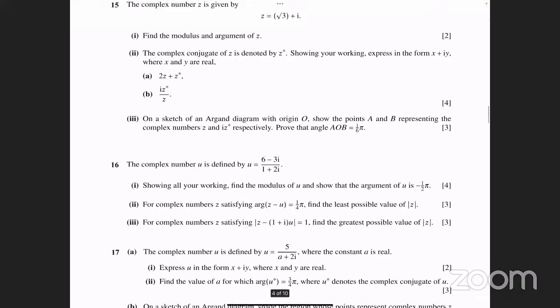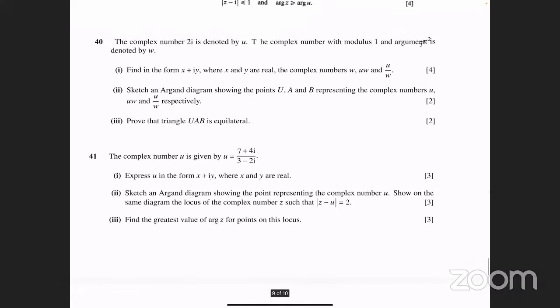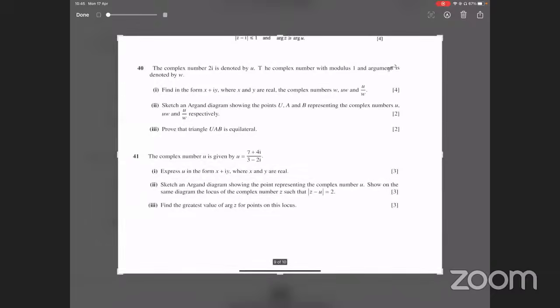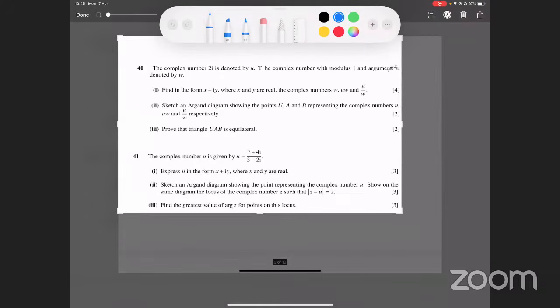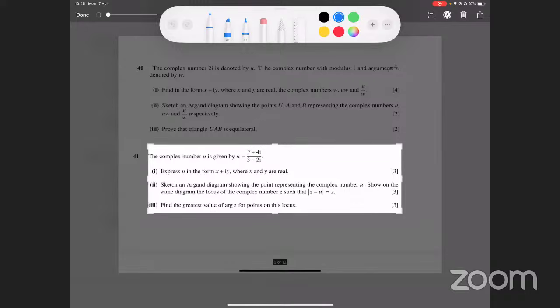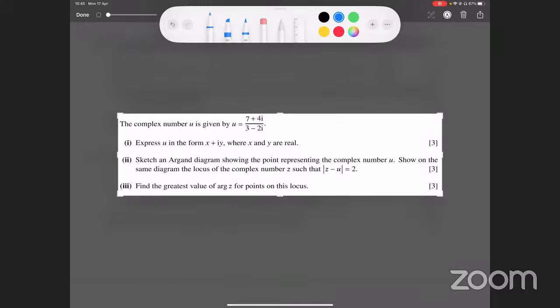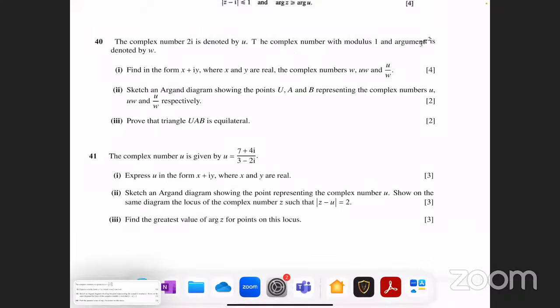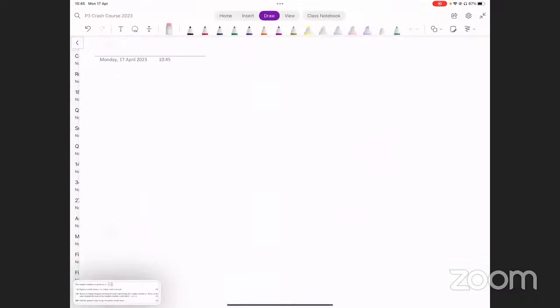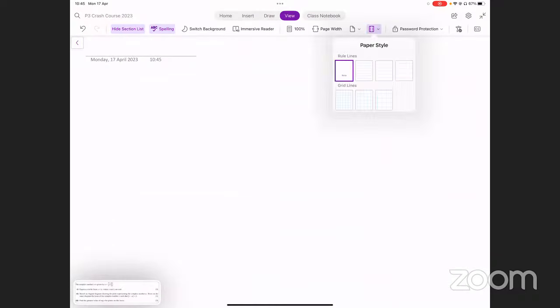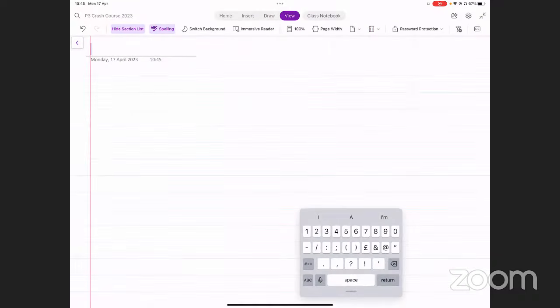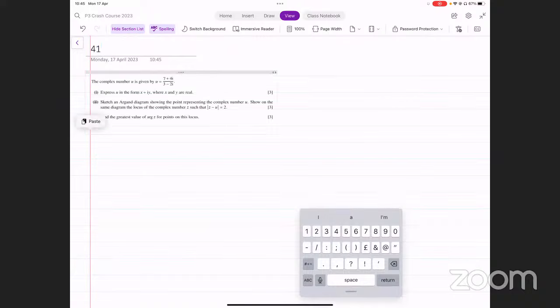Okay, I'm going to start with this one. This is question number 41 from the worksheet. Now I'm going to be focusing on the Argand diagram and loci questions for now. So if there are any other parts involved there, I'm going to skip them. We have done enough practice on them already. So this is question number 41 from the worksheet. Let's have a look at this.